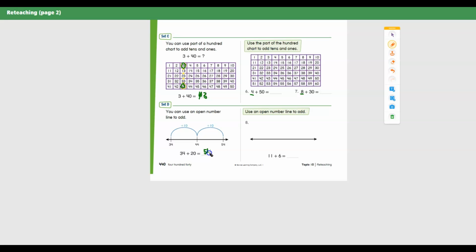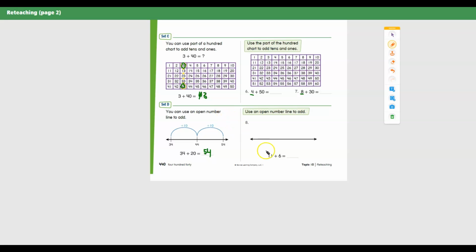Remember that when solving with an open number line, we want to be able to jump across numbers. We don't want to count by ones when we are using the open number line. You can jump by tens, you can jump by twos, or even fives.